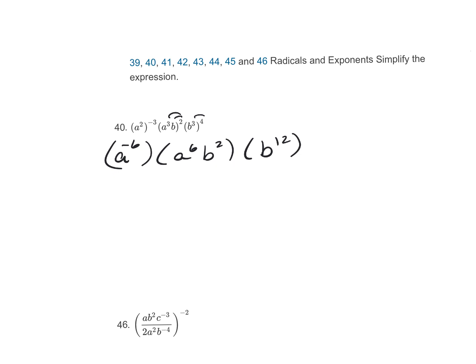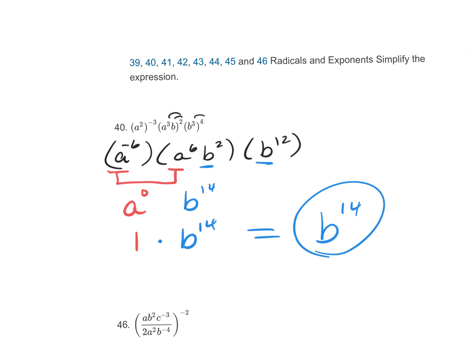Now, because I'm multiplying, I'm going to look for all of the variables that have the same base, which is I have a's and b's. So I'm going to add my exponents on the a's. Negative 6 plus 6 becomes a to the 0, which then just becomes 1. Then I'm going to go back and add my b's. 2 plus 12 gives me b to the 14th. So 1 times b to the 14th, and the final answer here is just b to the 14th.